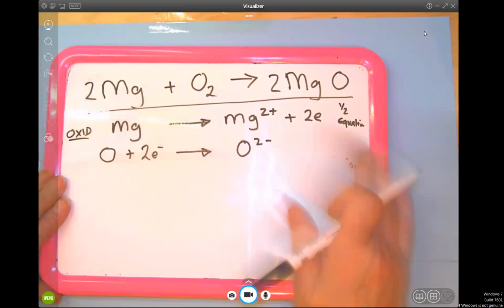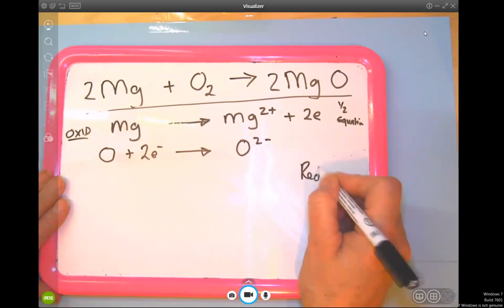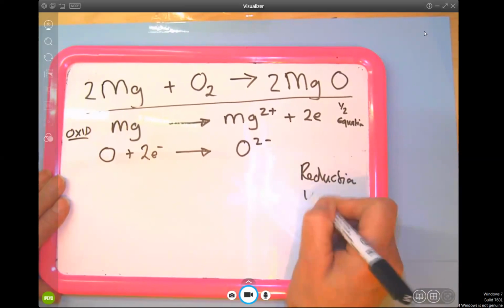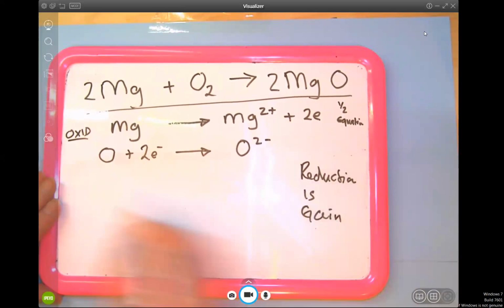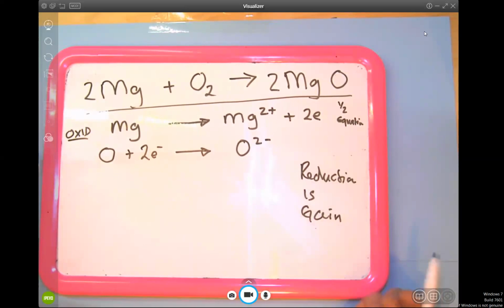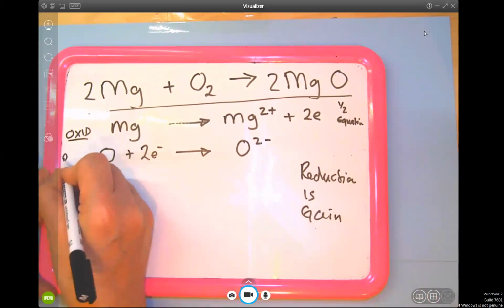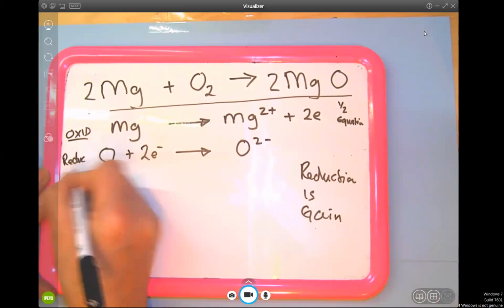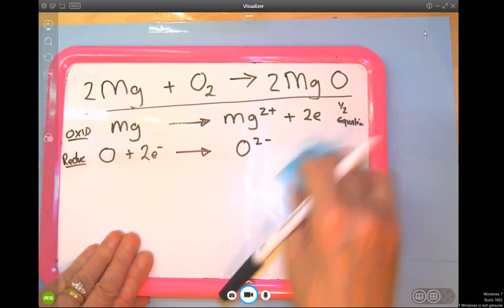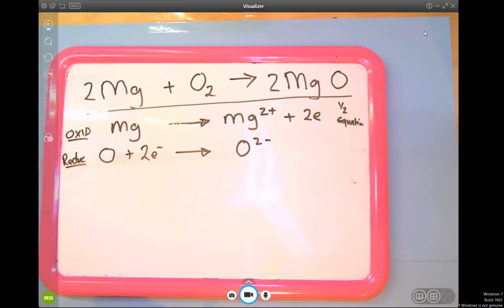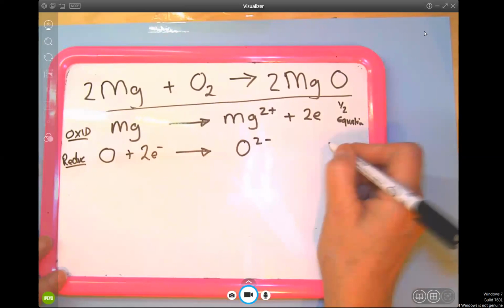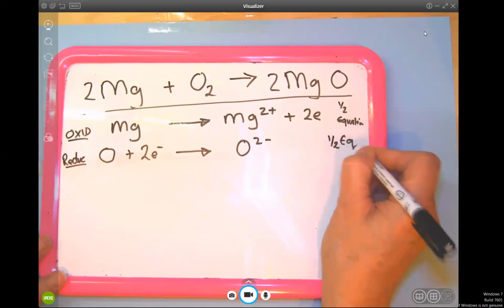Okay, so let's look at the other part of this. So reduction is the gain of electrons. So which one of these has gained the electrons? Well, it's the oxygen. The oxygen has gained the electrons. So this is the reduction part of the half equation. So you will always get one half equation as one atom or molecule that is oxidized, and there will always be something that's been reduced. So these are our two half equations.